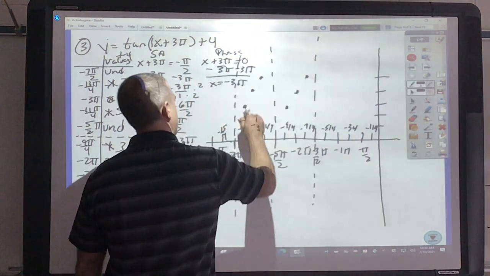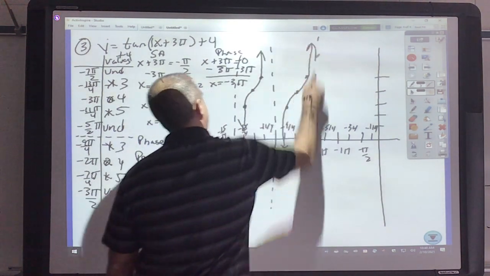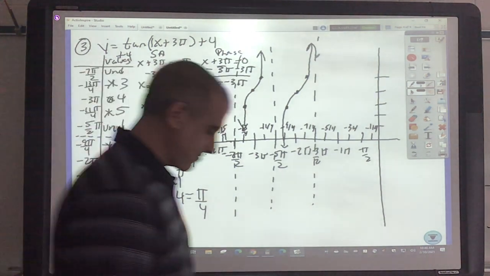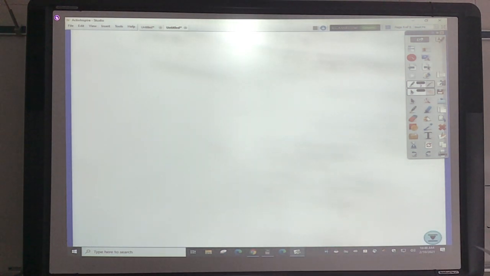So make sure you got a little bit of curve into that. That would be your tangent graph. Okay? All right, let's do one more together.